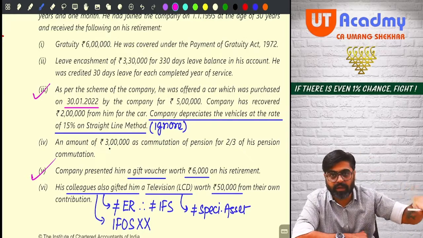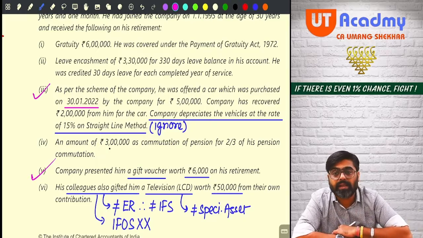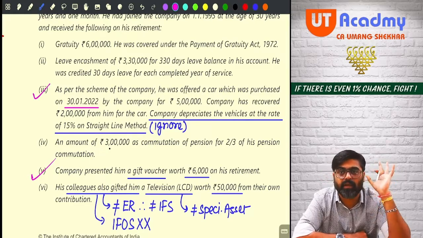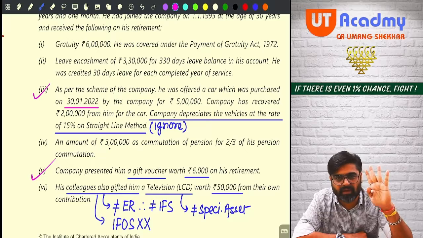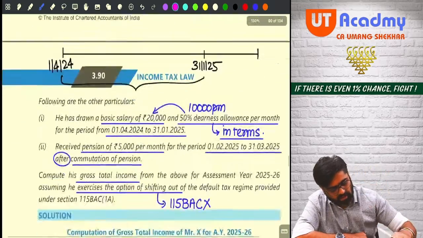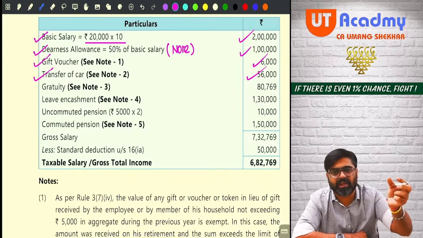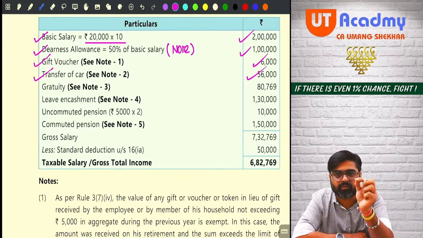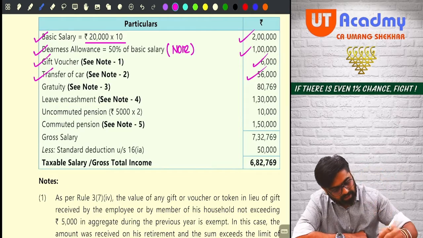Out of 6 lakh, we'll take this exemption. So out of 6 lakh, if we take this exemption, 80,770 will be our taxable gratuity. 1 rupee rounding off I have done. But they have taken what? 80,769. You take 80,769 or you take 80,770, one and the same thing. 1 rupee rounding off we have done because of the point answers. Okay. So 80,770.